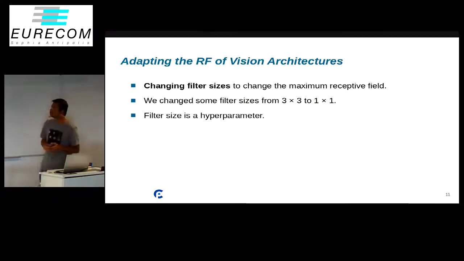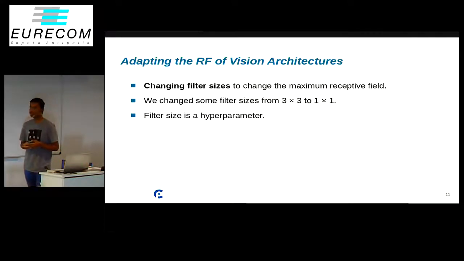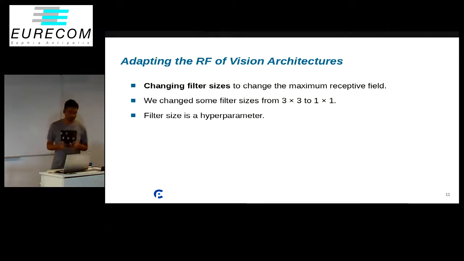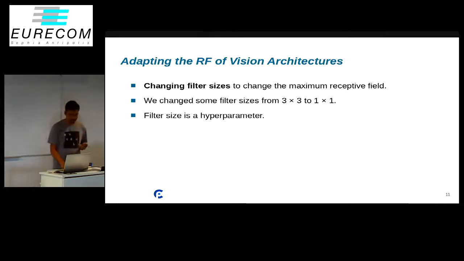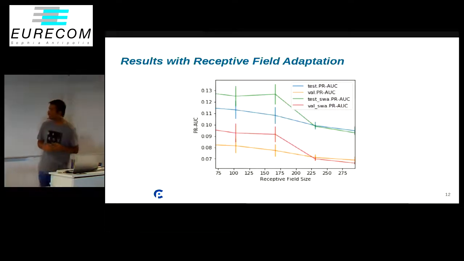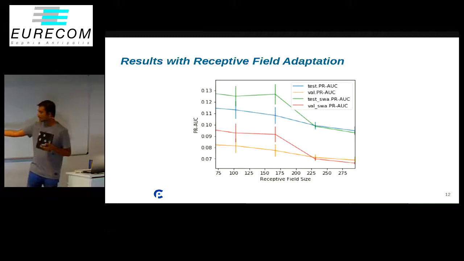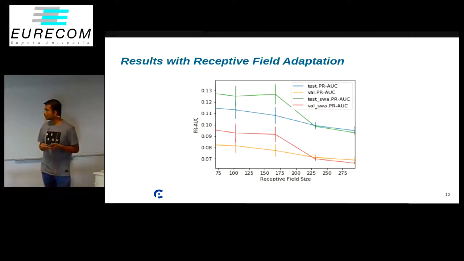So what we tried to do was reduce the receptive field in our network by changing some of the filter sizes from 3x3 to 1x1, and we use the filter size as a hyperparameter. And we see that as we decrease the maximum receptive field size, our performance usually improves.